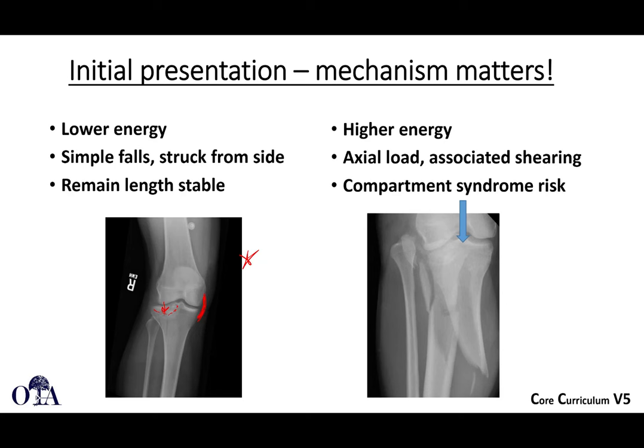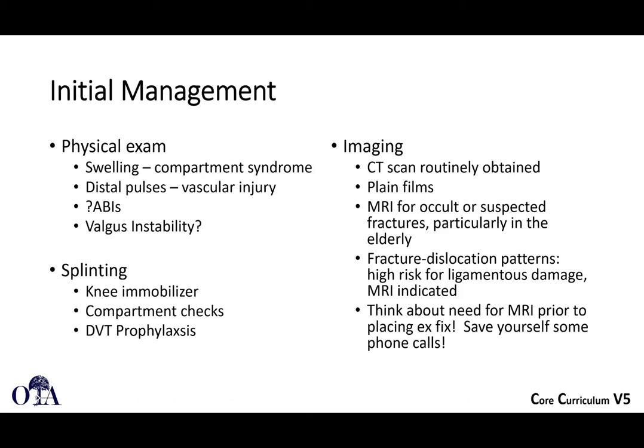On the right, you see a higher energy injury. This is a potential fracture dislocation type pattern. You can see this is length unstable. There's a lot of mechanism, perhaps with axial loading and shearing. These patients are also at risk for compartment syndrome. So on your initial exam, you want to look for swelling. You don't want to miss an evolving compartment syndrome. You obviously have to check pulses, perhaps ABIs. And like I mentioned, check for instability.